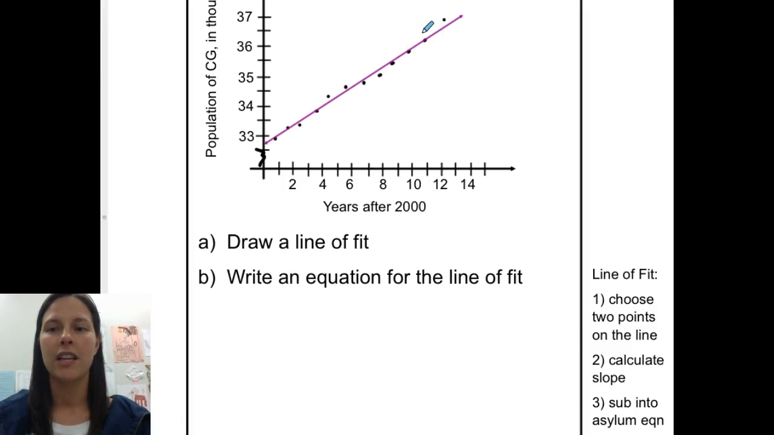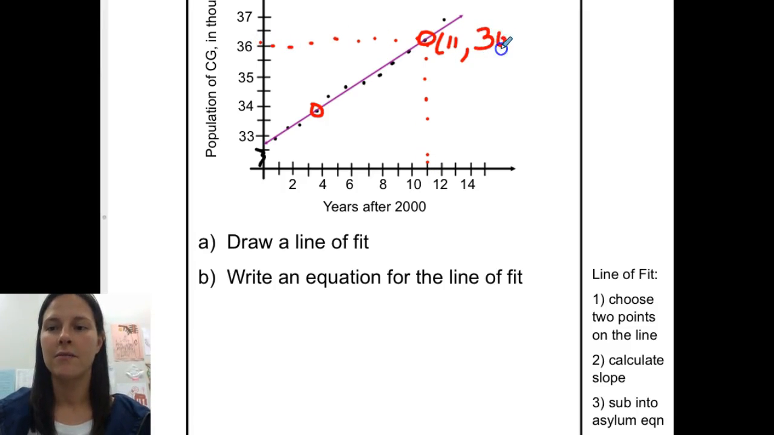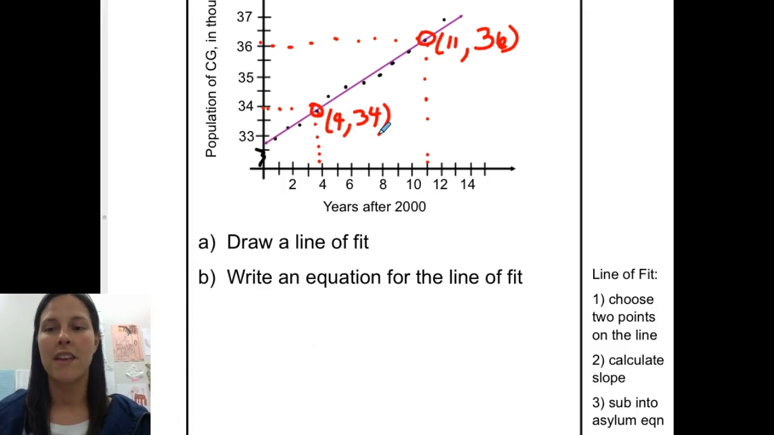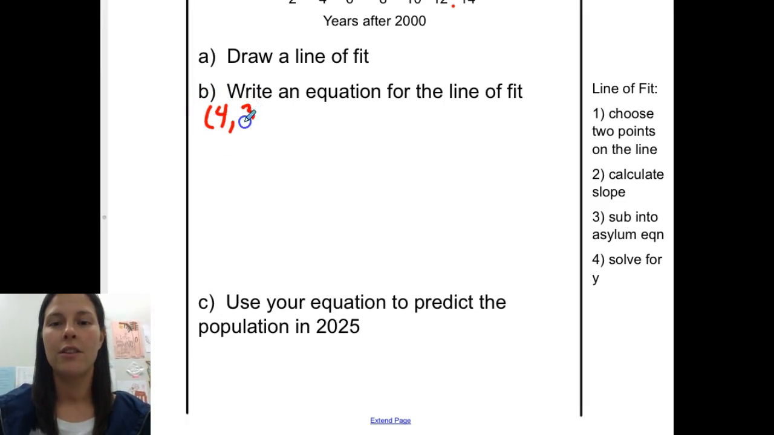Next, we're asked to write an equation for the line of fit. So what you want to do is try and find two data values that are right on your line. Any two data values on the line will work, and try and figure out what those ordered pairs are. It looks to me like this ordered pair is 11, 36, and my second ordered pair appears to be about 4, 34. I rounded a little bit on those. The equation for your line of fit is only as good as the estimations that you're making to get those points. My ordered pairs were 4, 34, and 11, 36.